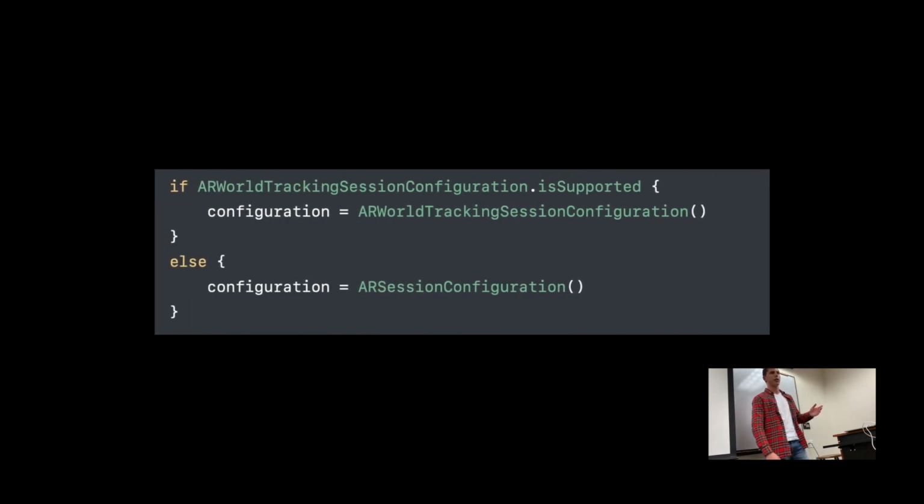So this is a simple way of creating our configuration. For example, we want to check if our advanced configuration is supported and otherwise use the base class. This is pretty straightforward.